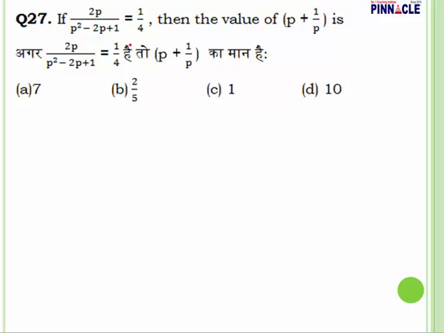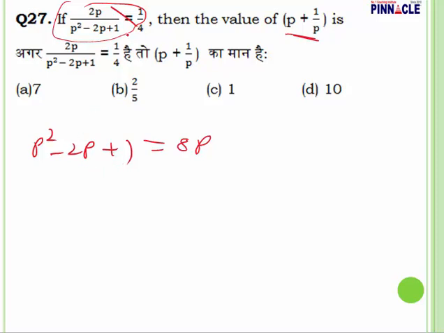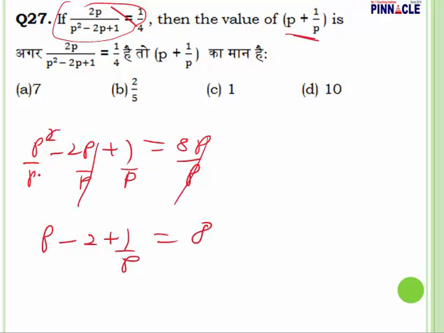This is one of the most frequently asked questions of SSC CGL. If 2p is equal to this expression, we have to find the value of this. When you find such a question, you can cross multiply, so you will get 8p is equal to p square minus 2p plus 1, and we have to find the value of p plus 1 by p. If I divide the entire expression by p, then we will have p minus 2 plus 1 by p is equal to 8, so p plus 1 by p is equal to 10. Answer is D.